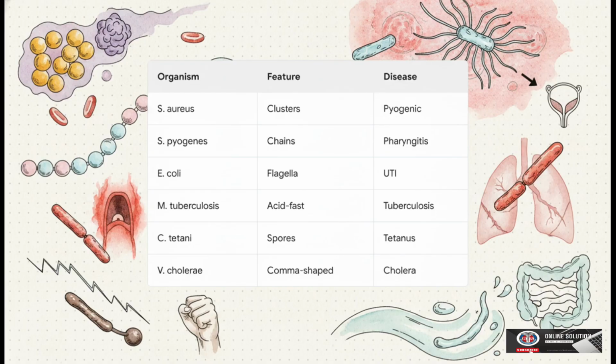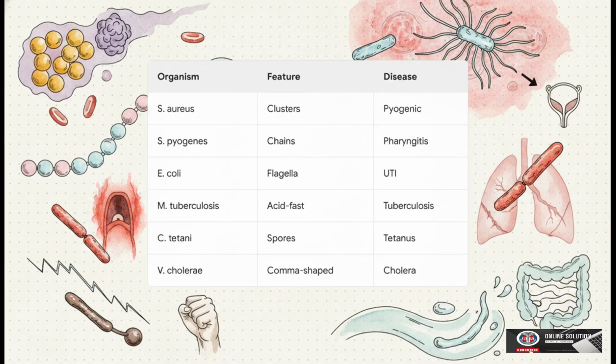You see E. coli swimming around with its peritrichous flagella? That is your number one cause of urinary tract infections. Mycobacterium tuberculosis has that waxy acid-fast wall making it incredibly slow growing, which leads to chronic tuberculosis. Clostridium tetani forms terminal bulging spores that look like tiny drumsticks, and it releases a deadly neurotoxin. And Vibrio cholerae, those comma-shaped curved rods darting around like fish in a stream, they're the culprits behind the severe rice water stool of cholera. Cement this table in your minds, guys.